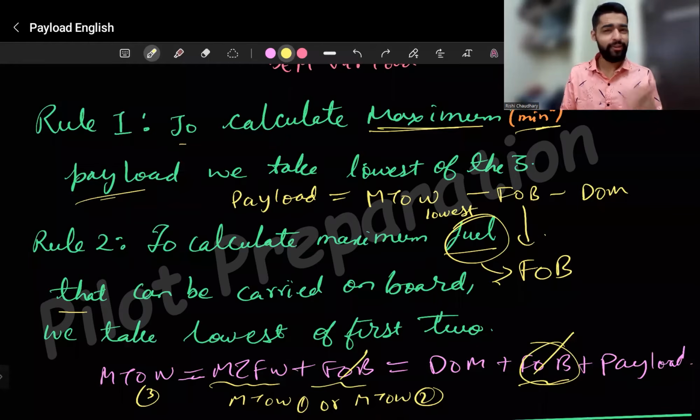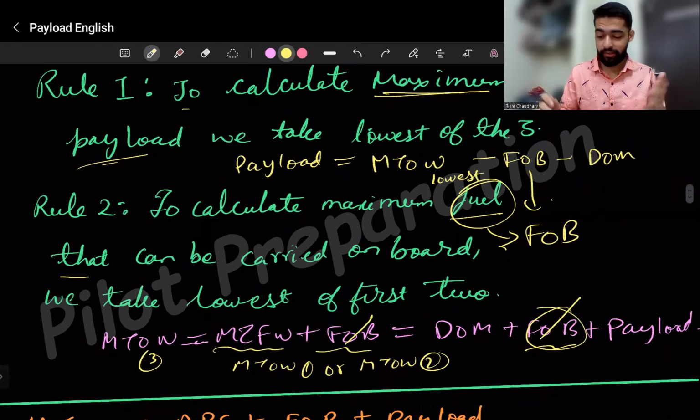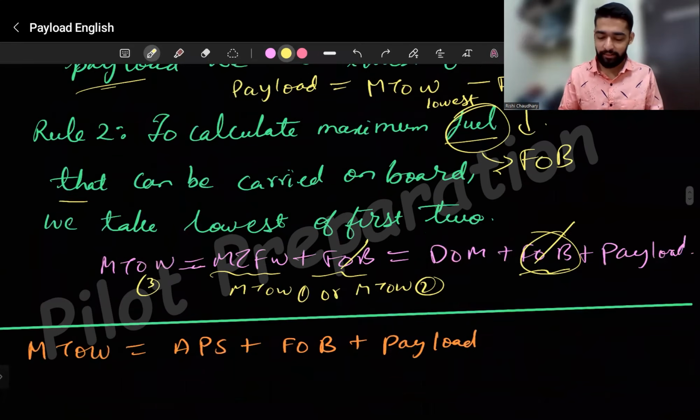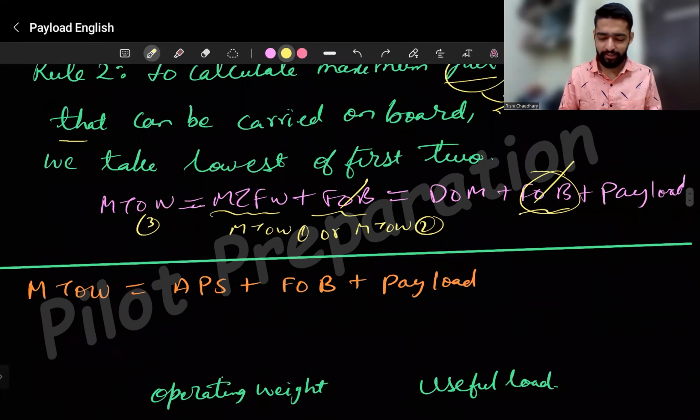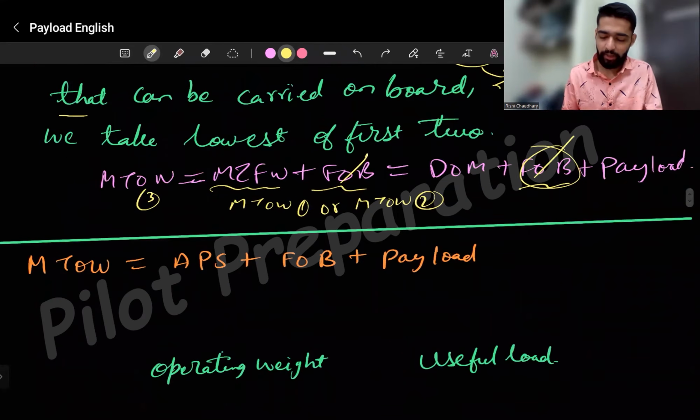So bye. Okay, so we have learned rule 1 and rule 2 very nicely, but I am very sure that you may get confused with this amount of material. So let's just revise it again. We learned the formula: MTOW, that is maximum takeoff weight, equals APS, also known as dry operating mass, plus FOB, that is fuel on board, plus payload, that is our traffic load.